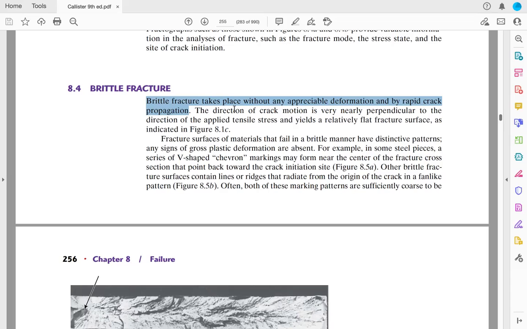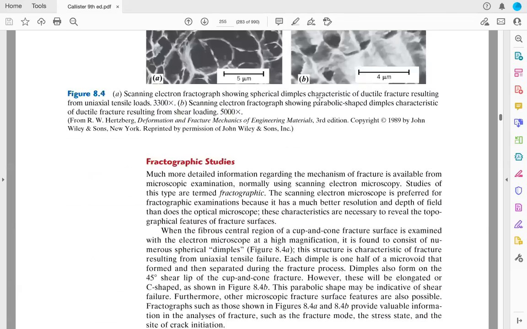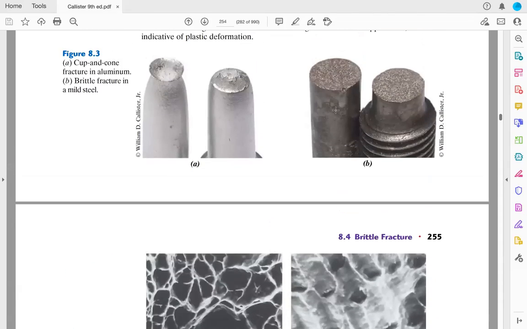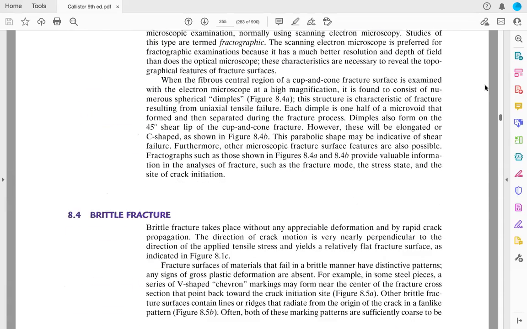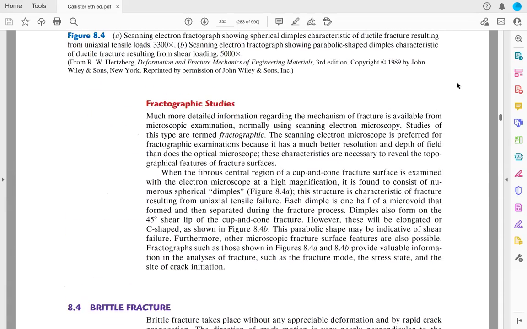Okay, the direction of crack motion is perpendicular to the applied stress, tegak lurus, yeah. So if, for example, this is the tensile load, the vertical, then the direction of a crack would of course be horizontal, because it is perpendicular to the vertical one. Okay, and then before that, I need to explain to you about fractographic studies.